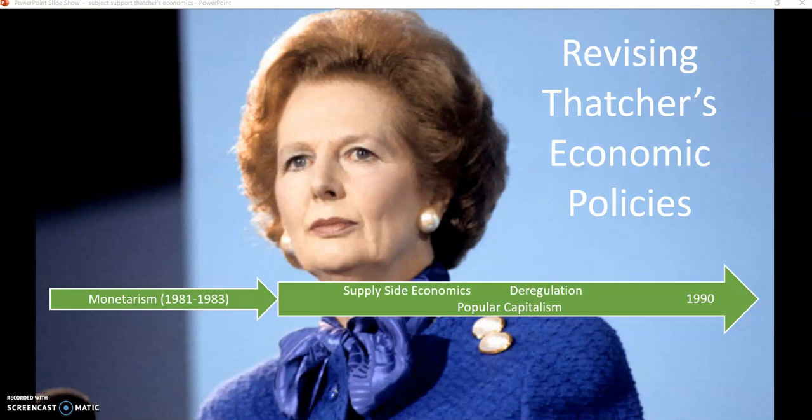It's divided into these two periods, starting with monetarism, which she largely abandons by the mid 1980s, and then she switches to supply side economics. And this isn't a definite date, 1983. It's more that it's phased out and it's moved to this idea of supply side economics.